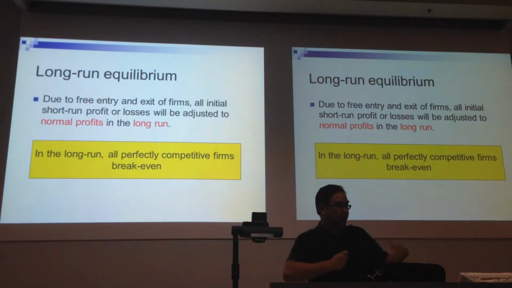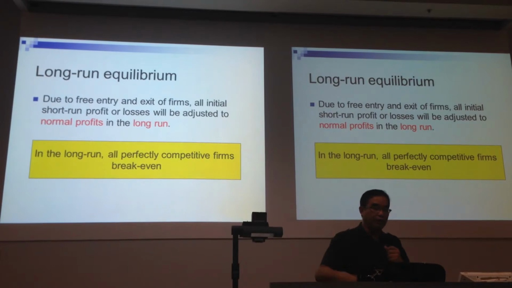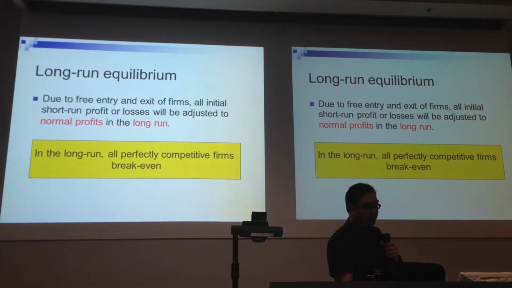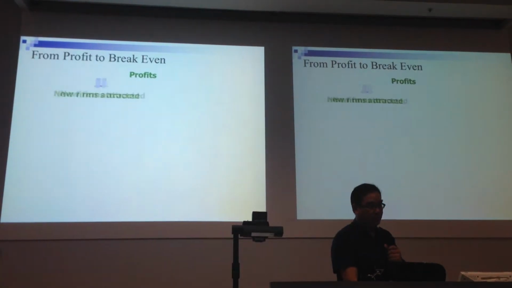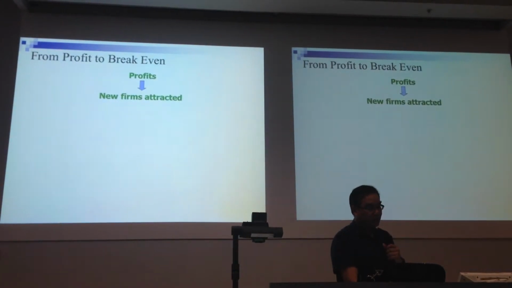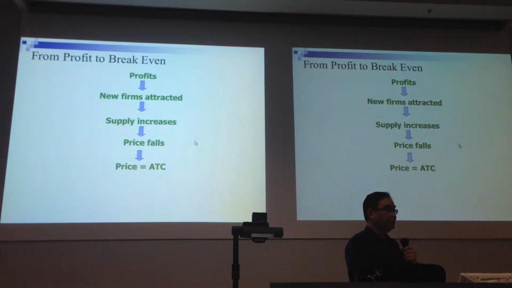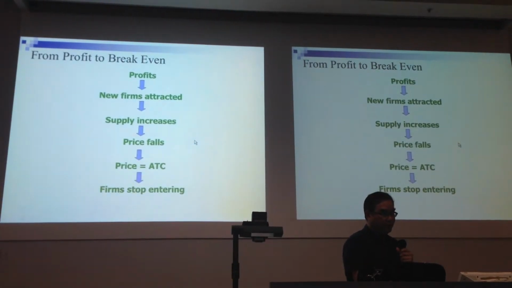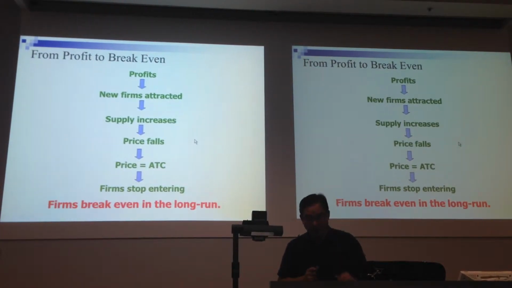Okay, so you should know the adjustment process from short run equilibrium to long run equilibrium. For example, if firms are earning supernormal profits in the short run, new firms are attracted, the market supply will increase, price and profit fall until eventually the price is equal to average total cost. And the firms will then stop entering, so firms can only break even in the long run.